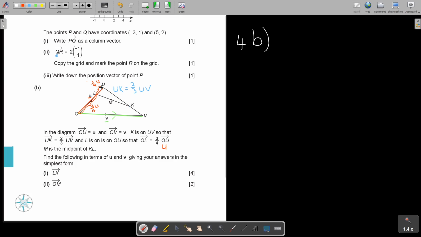And now I start. Oh, and I forgot, M is the midpoint of KL. In the middle, there. Now they say, find the following in terms of U and V. Give your answer in the simplest form. LK. Now where is LK? I'm going to make it blue. There is LK. That's my road over the grass. You must find a road where you start where I start and you end where. Now you can do this one.